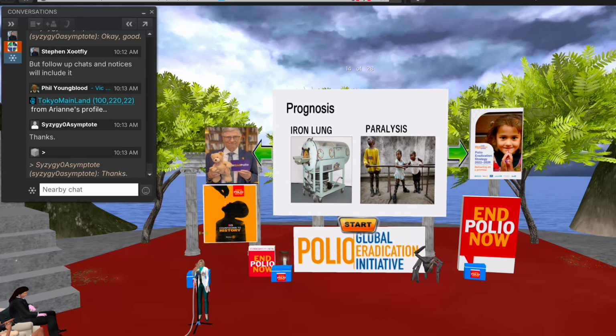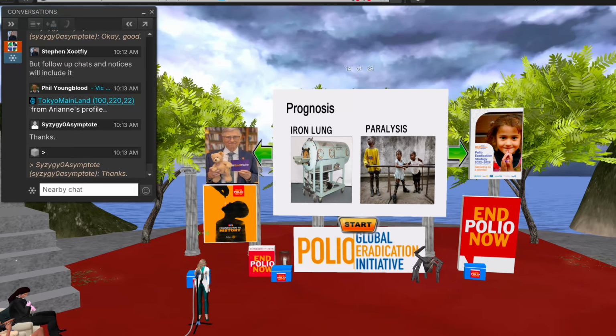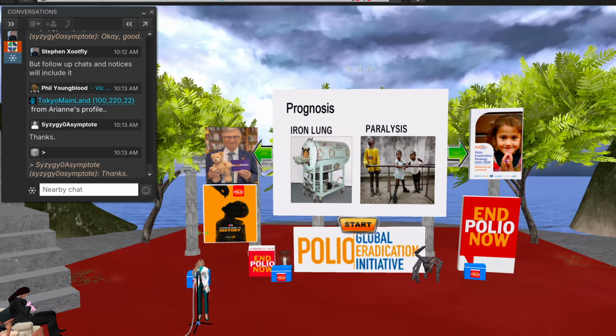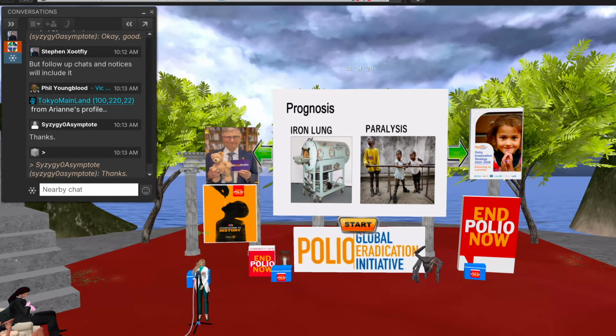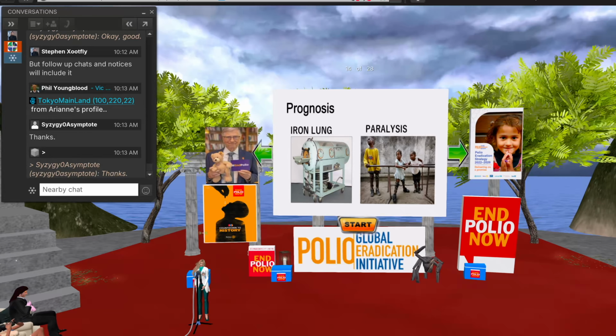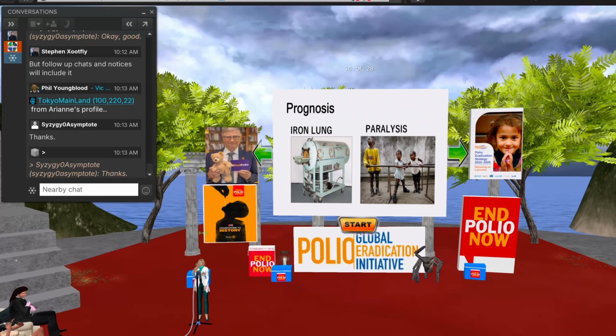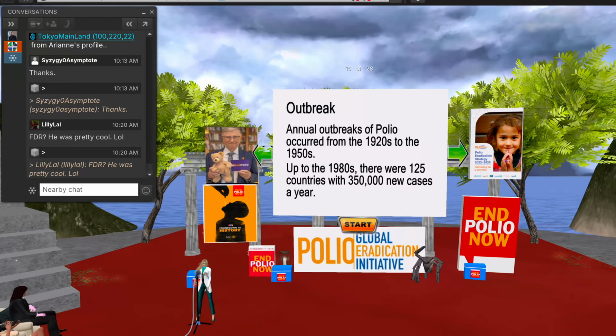On the right side of the slide, you see children who have developed paralysis of both lower limbs. These children often struggle with employment opportunities throughout their lives. There are also exceptional cases, such as a young man who, despite living with paralysis and wearing leg braces, works as a member of a polio vaccination team. Annual reports of polio outbreaks began to emerge from the 1920s through the 1950s.